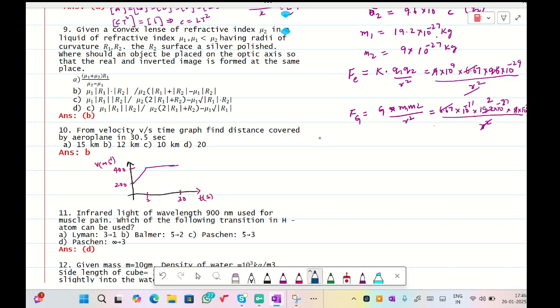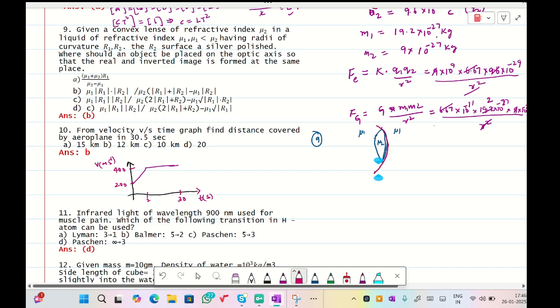So coming to the 9th one, if you see the condition given, this is a convex lens having refractive index mu2 placed in a water medium or liquid medium which has refractive index mu1. This is the surface R2, one of the refracting surfaces having radius R2, and this is the other surface having radius R1. R1, R2 are the radii of curvature.